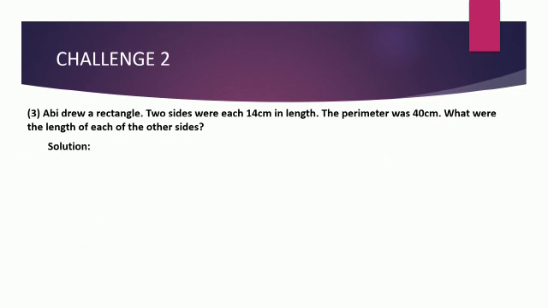Let's start its solution. We have perimeter of rectangle, it is 40 centimeter. So you will give the information here. You will write here perimeter of rectangle is equal to 40 centimeter. Now you can see length of one side. Each means one. Each 14 centimeter in length. It means that length of one side is 14 centimeter. So you will write it here. Length of one side is equal to 14 centimeter.